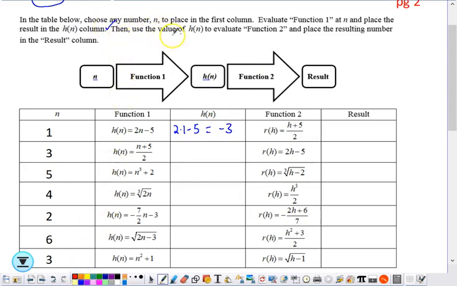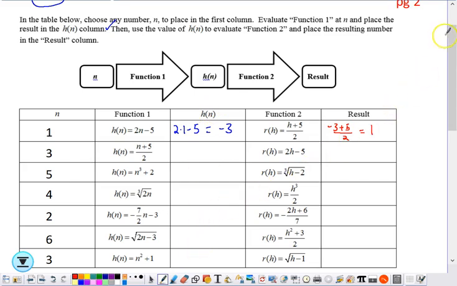Then use the value of h of n to evaluate function 2 and place the resulting number in the result column. So now I'm going to pick up negative 3 and I'm going to put it in function 2. I'm going to go negative 3 plus 5 divided by 2. Negative 3 plus 5 is 2. 2 divided by 2 is 1. And I'm going to do this all the way down.